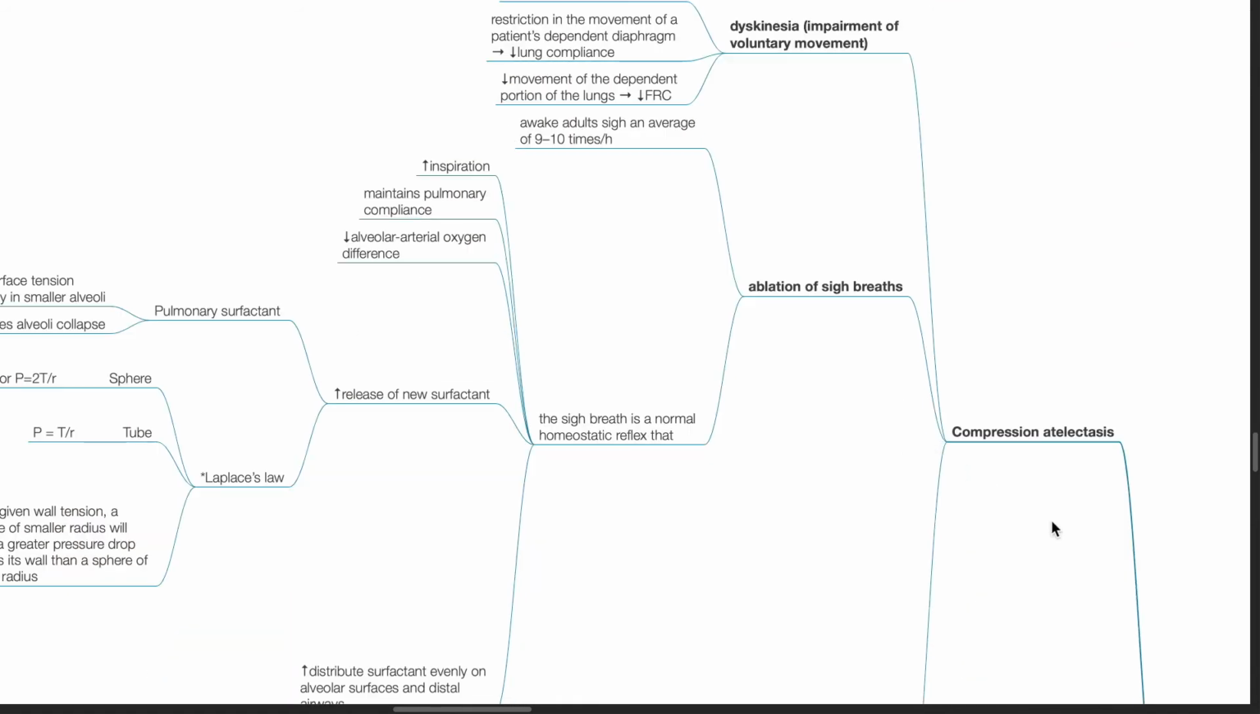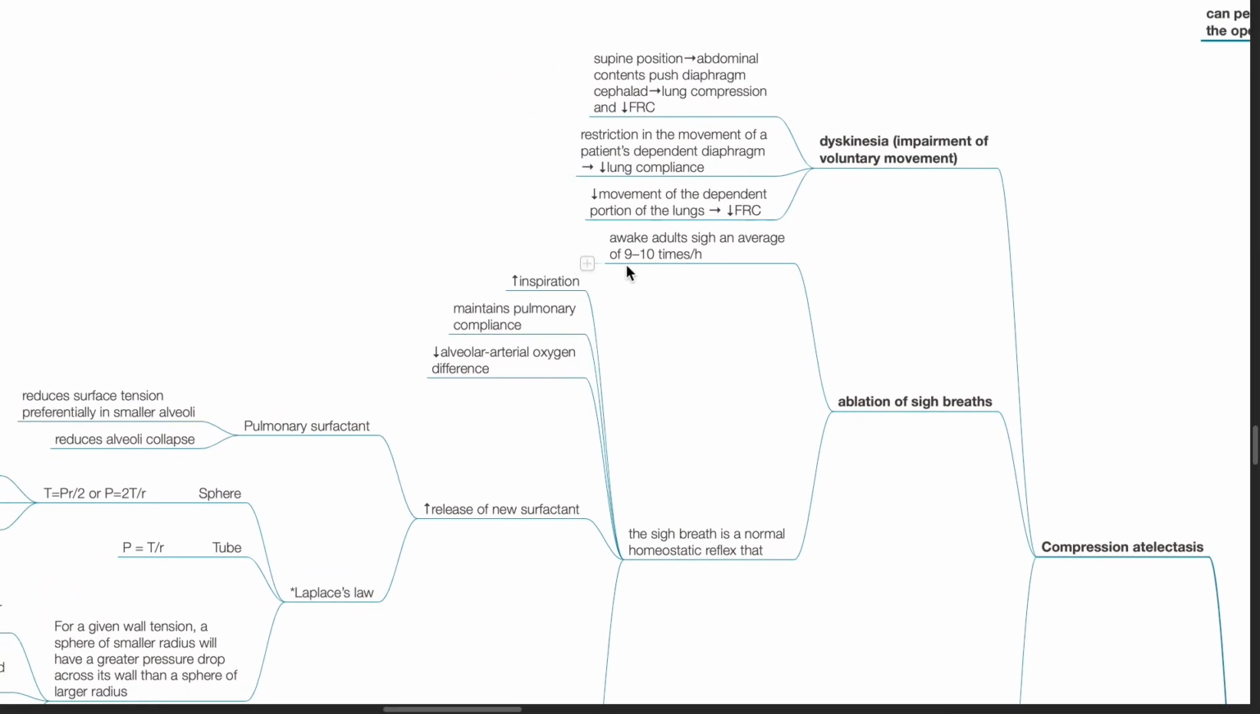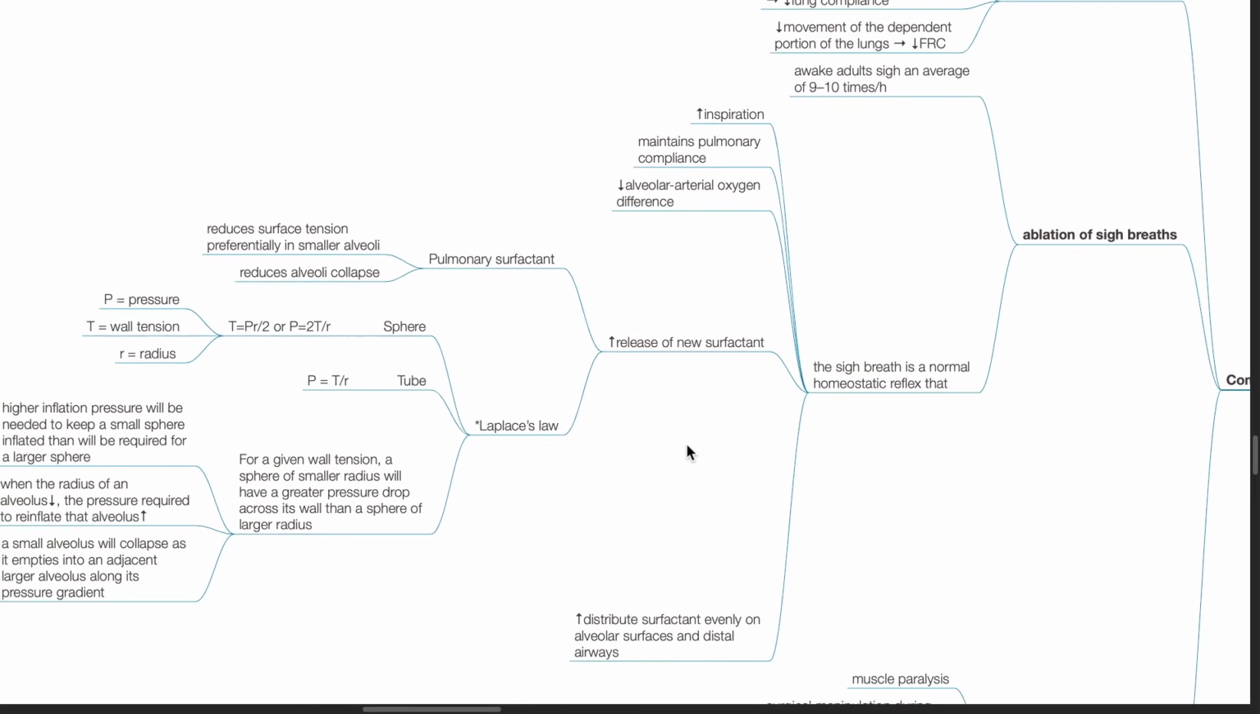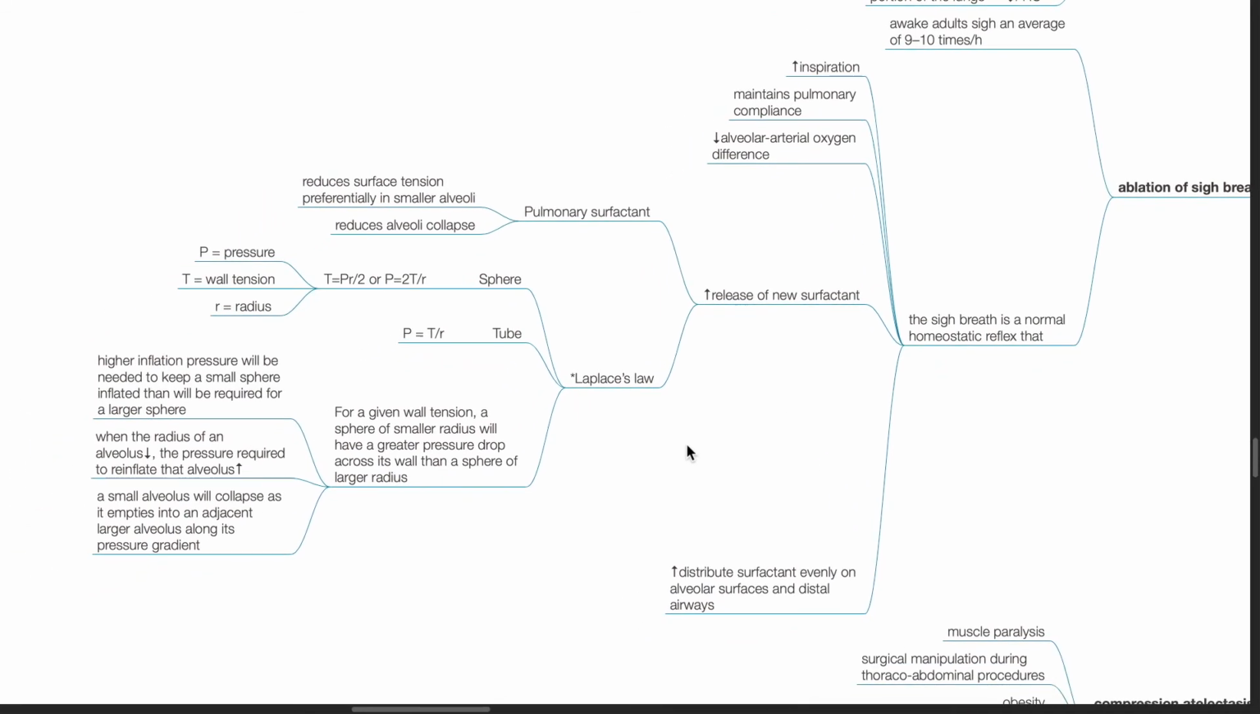Compression atelectasis can be caused by ablation of sigh breaths. In the normal awake adult, they sigh on average 9 to 10 times per hour. The sigh breath is a normal homeostatic reflex that increases inspiration, maintains pulmonary compliance, reduces alveolar arterial oxygen difference, increases release of new surfactant, and increases the distribution of surfactant evenly on alveolar surfaces and distal airways. Pulmonary surfactant reduces surface tension preferentially in smaller alveoli and reduces alveolar collapse.